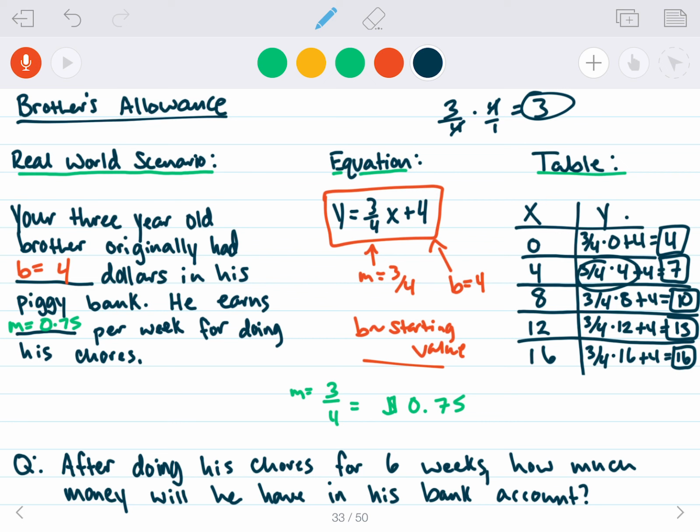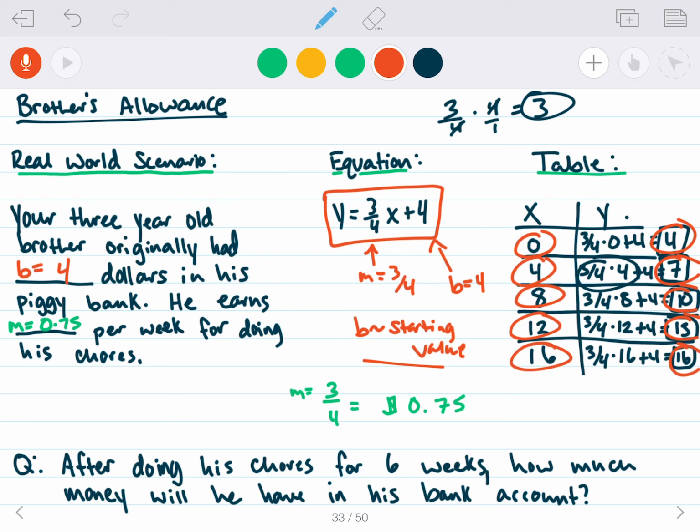Okay, and so we can interpret this. We can say, okay, well, week 0, he had $4. After 4 weeks, he had $7. After 8 weeks, he had $10. After 12 weeks, he had $13. And after 16 weeks, he had $16.